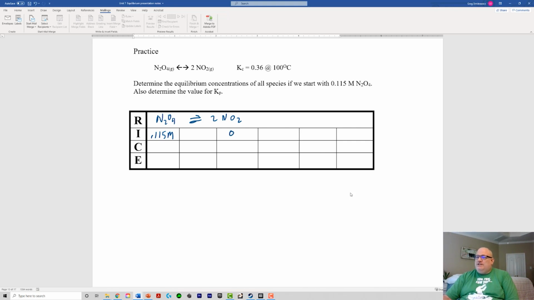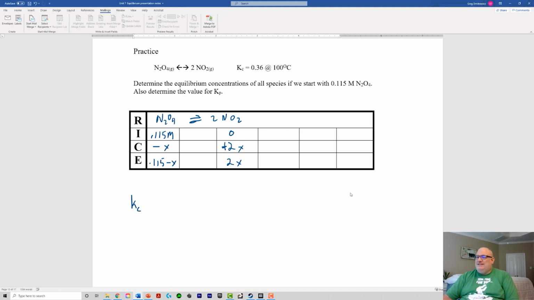So what's our change going to be? Well, aren't we going to lose x here, and aren't we going to gain 2x here? And when we're done, our equilibrium is going to be 0.115 minus x, and I'm sorry if I write it, plus 2x here.